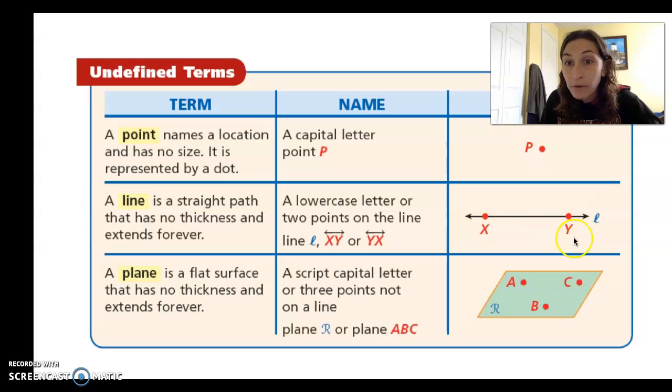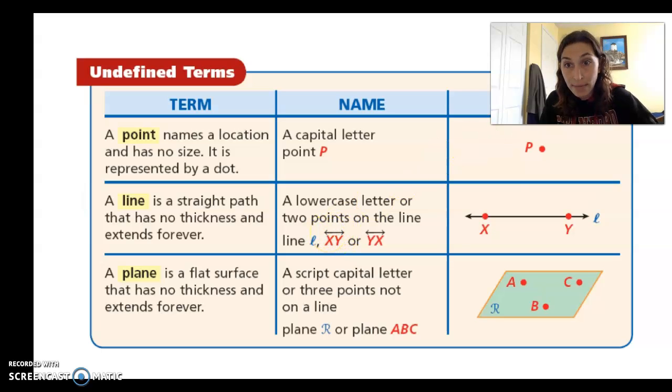So the way that we refer to a line is we name it by 2 points. So in this case, you see a point X and point Y. So you can call the line XY or line YX. And when I am talking about a line, I use the 2 points and then I draw a line above it. That's how we know that these 2 points create a line.